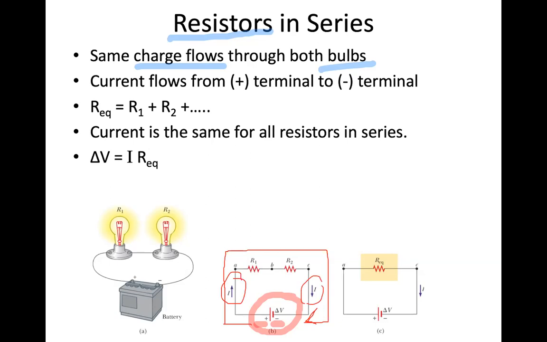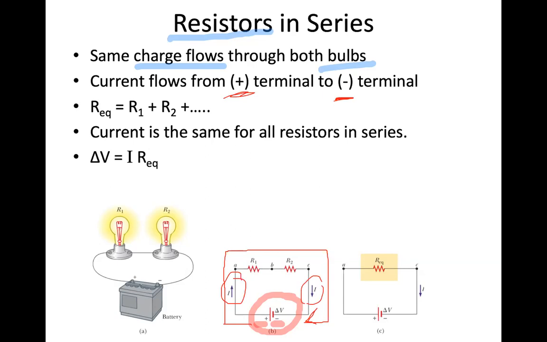Out the positive side and into the negative. Now, they're all going to have the same charge, therefore the same current. So the current is going to be the same for all the resistors. The water can't go anywhere else. The same amount of water has to pass through both resistors. So the current is the same for all resistors in series.